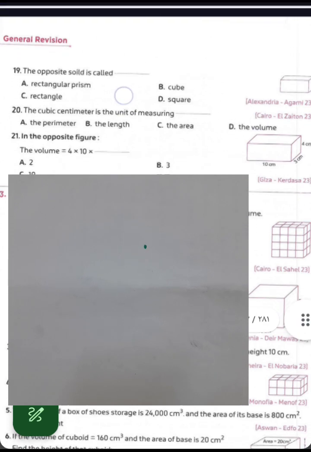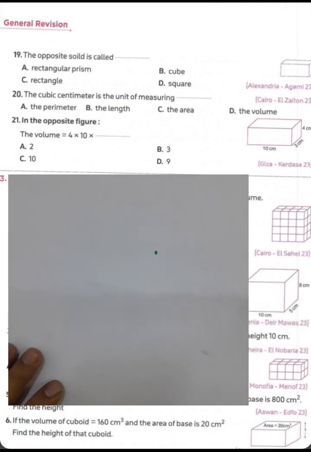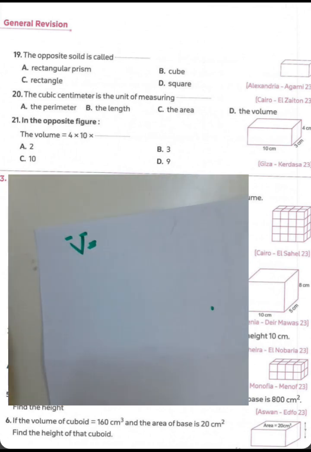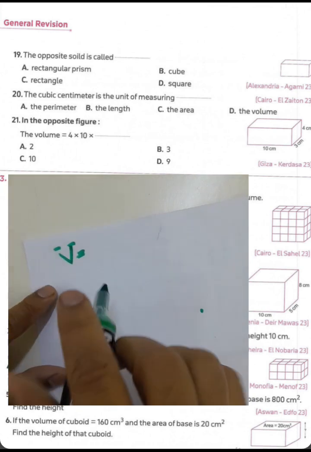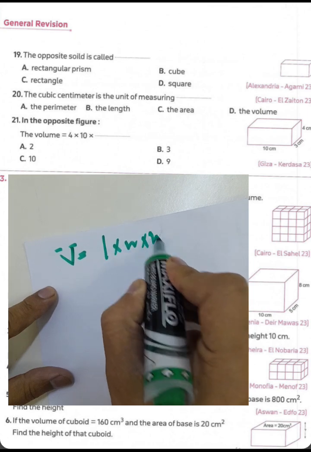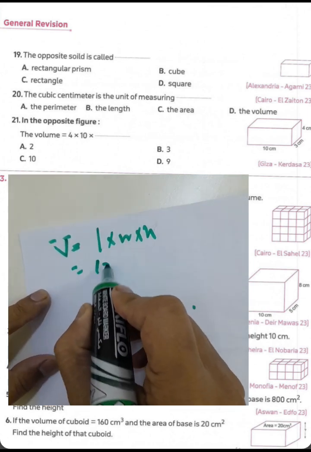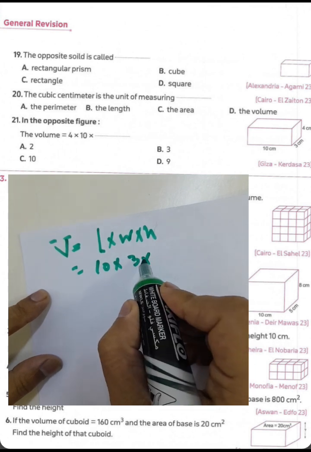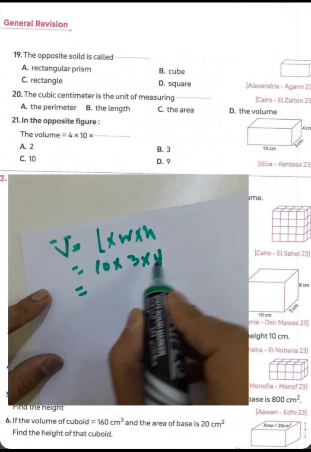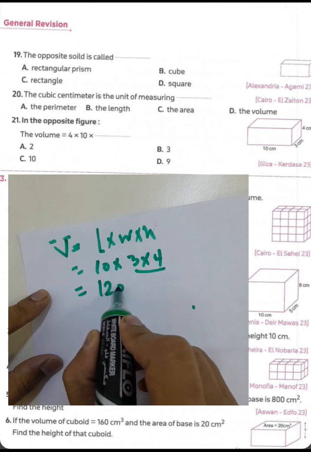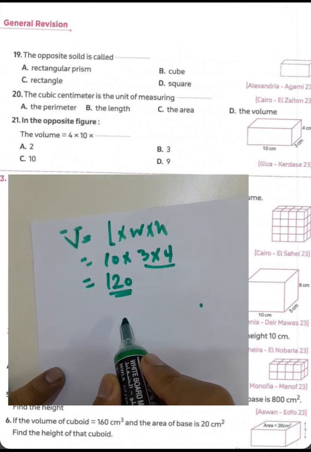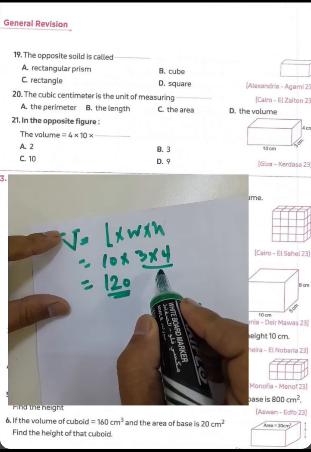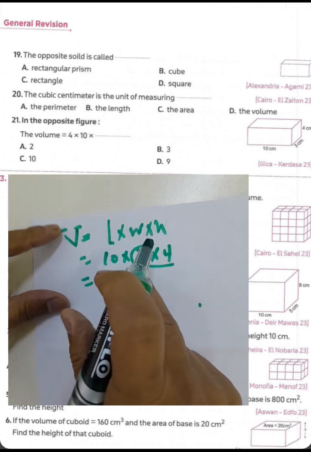Question 21. The opposite figure here, we can find the volume: length times width times height. The length here was 10, and width was 3, and the height was 4. 3 times 4, 12. 12 times 10, it will be 120. Then we must write in the example here, write 3 in the space. Choose letter B.